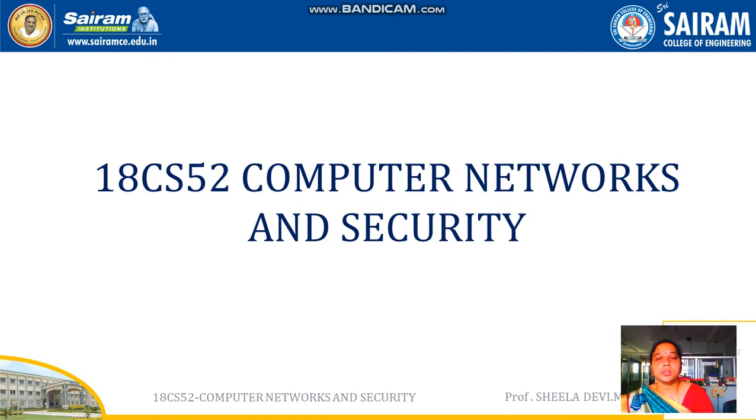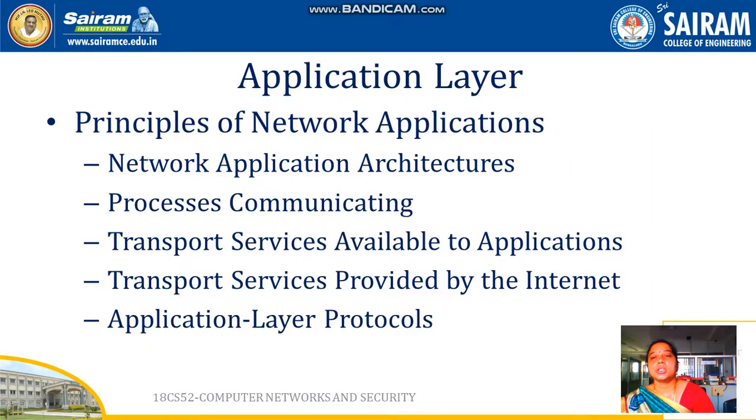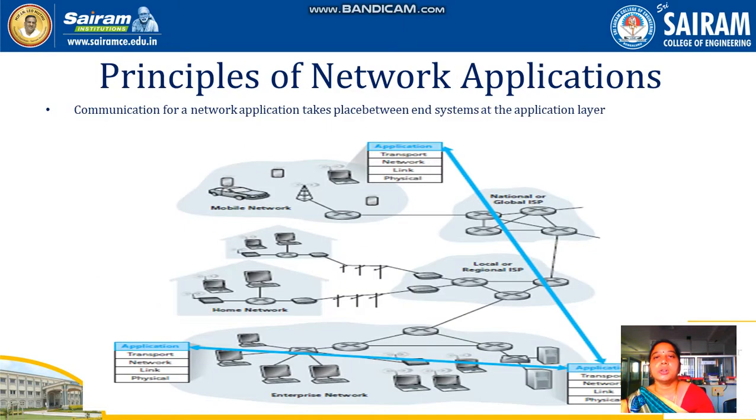In all these previous classes we were seeing about module 4. Let's move on to module 1, which is about the application layer. If you see the application layer, these are the topics which we have to cover: principles of network applications, network application architecture, transport services available to the application, transport services provided by the internet, and the application layer protocols. These are the topics which we have to see under this application layer module.